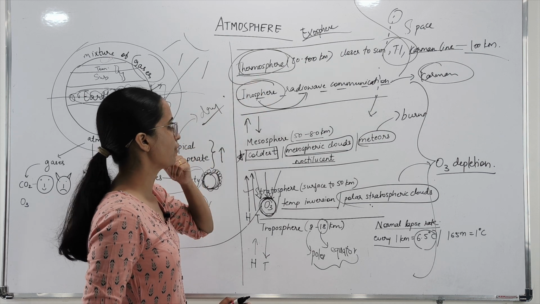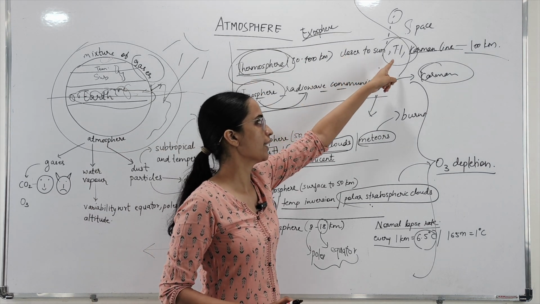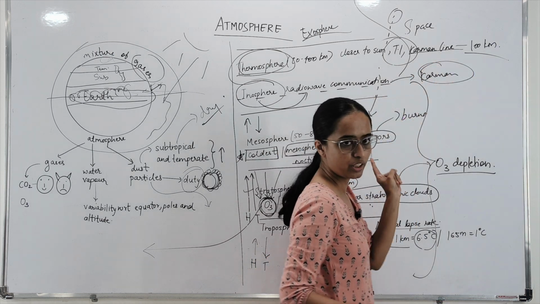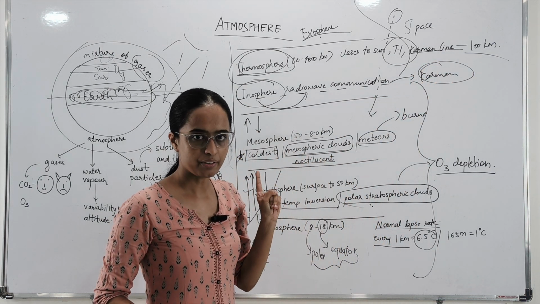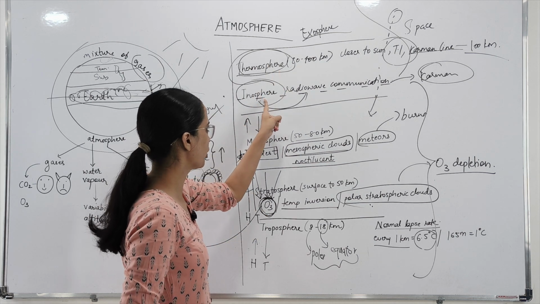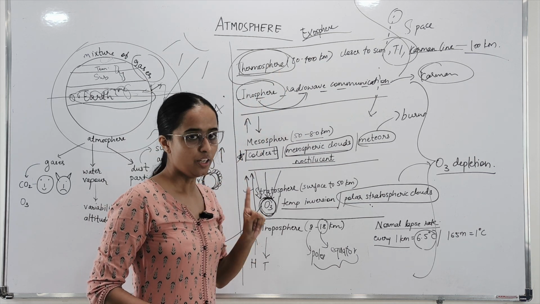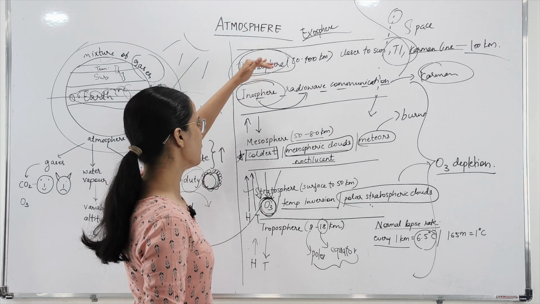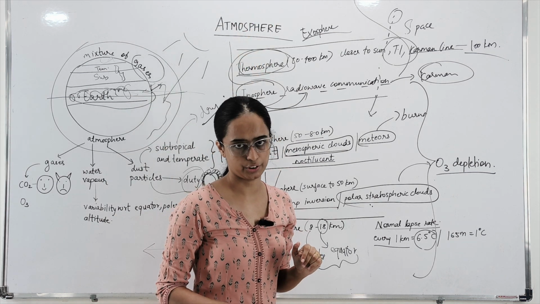Then you have thermosphere, which is closest to the sun, and hence it shows temperature inversion. Kármán line यहाँ पे 100 किलोमीटर्स पे है, which is nothing but the boundary between the space and the earth's atmosphere. और इसी थर्मोस्फीयर में एक और चीज है which is ionosphere, responsible for the radio wave communication. And finally, beyond the thermosphere, we have exosphere.